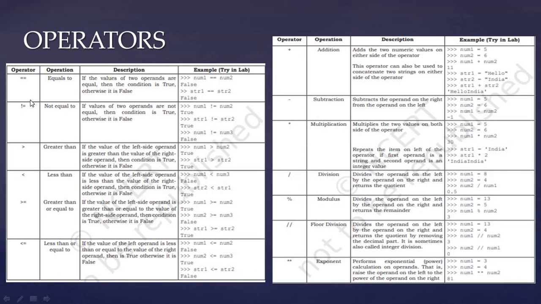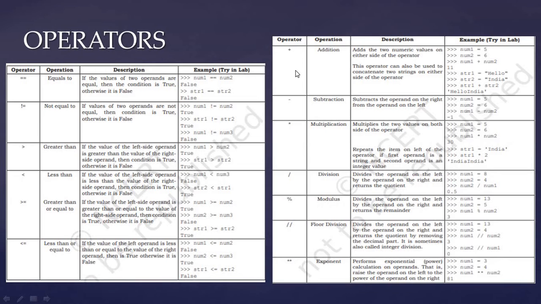Not equal to is represented by this symbol and greater than, less than are represented by the crocodile marks. So if the number on the left side, let's say 4, is greater than 5, that would be incorrect. So we would place false here. But on the other hand, if this was 5 and this was 4, the statement was true. We have greater than equal to and less than equal to.